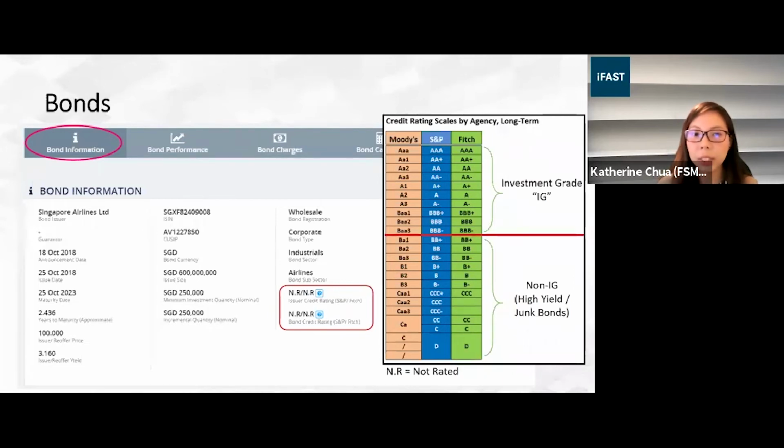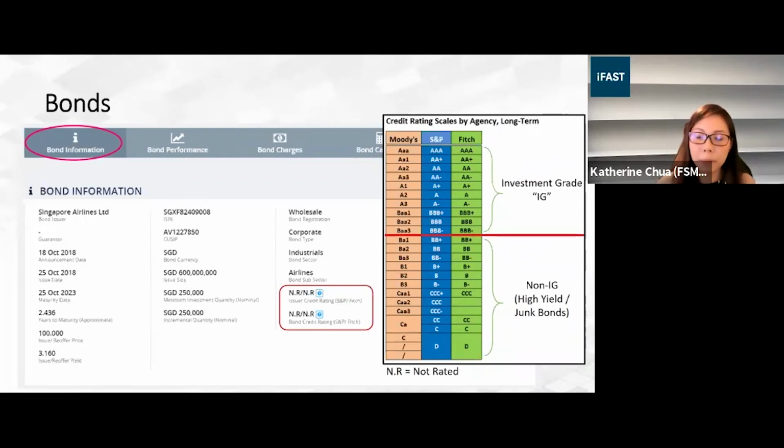If you see NR on our website, it just means not rated. It does not mean that the bonds are inferior compared to other bonds. It just means that the company did not pay the rating agencies to rate them, because it's not compulsory for companies to rate their bonds or the companies. But typically, companies that are issuing in hard currency will go for a rating.